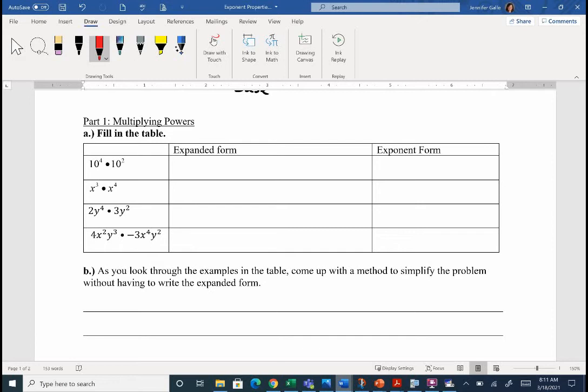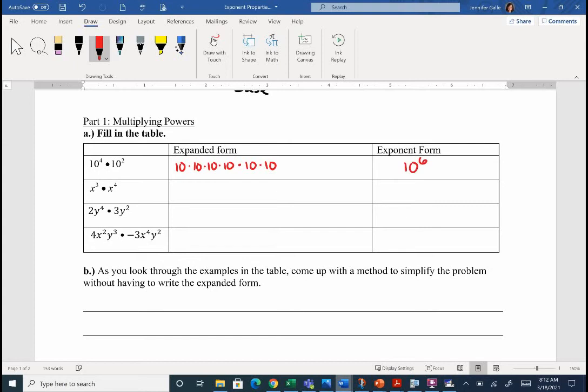So what is meant by expanded form? That's when we actually write out what 10 to the fourth means. So 10 to the fourth would be a 10 times a 10 times a 10 times a 10. And then 10 to the second would be 10 times another 10. So when it says expanded, we want to write out how many times we're going to multiply that base. And then it says exponent form. If I wanted to condense that, what would I have? 10 to the, and then there's 6 of them.